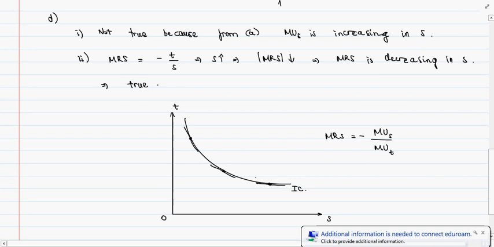Therefore the marginal rate of substitution for a utility that represents well-behaved preferences is going to be decreasing, or we have a diminishing marginal rate of substitution. As we move along the indifference curve, the marginal rate of substitution is getting smaller and smaller. As you can see, the tangent is getting flatter and flatter, so the slope is getting smaller, or the marginal rate of substitution is decreasing in S.